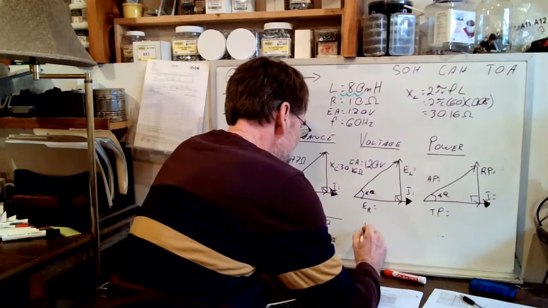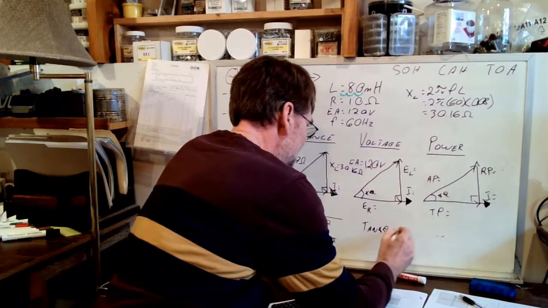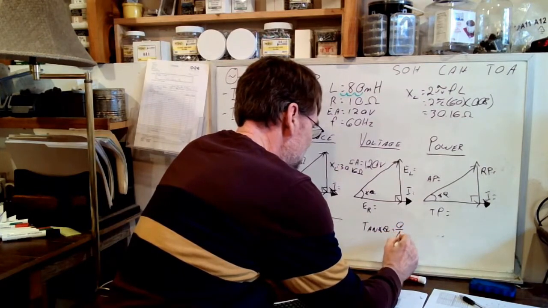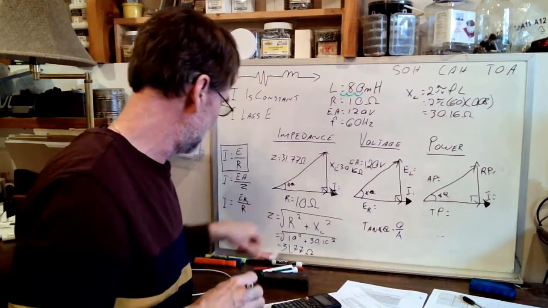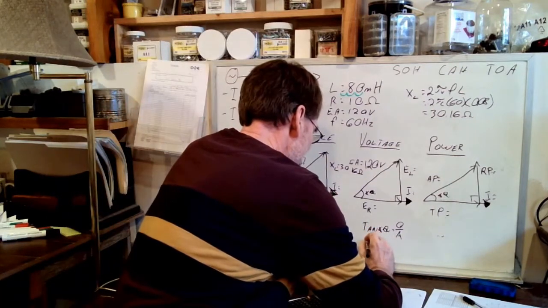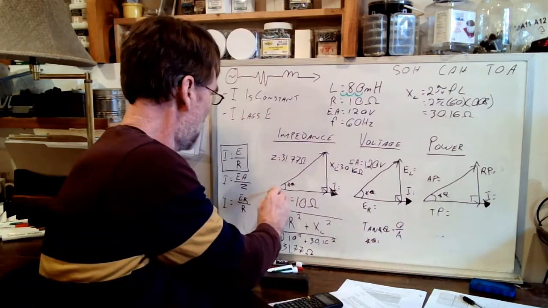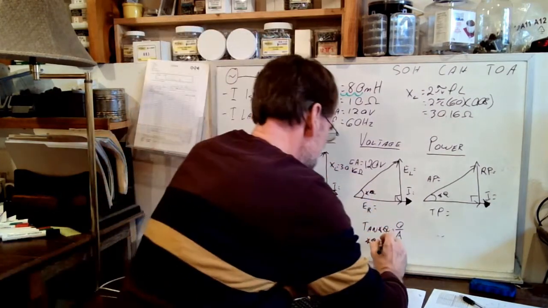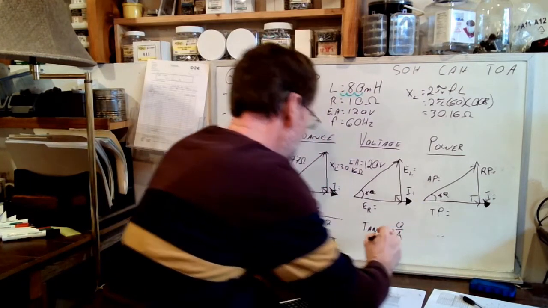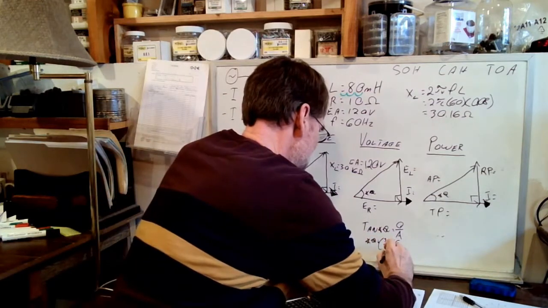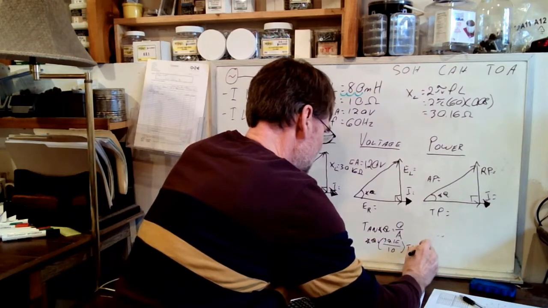So the equation is the tan of the angle theta equals opposite over the adjacent. What we're actually trying to calculate is not the tan of the angle, but the angle itself. So it's going to be the angle theta equals the arctan of the opposite over the adjacent. So the opposite is 30.16 over the adjacent, which is 10, arctan.